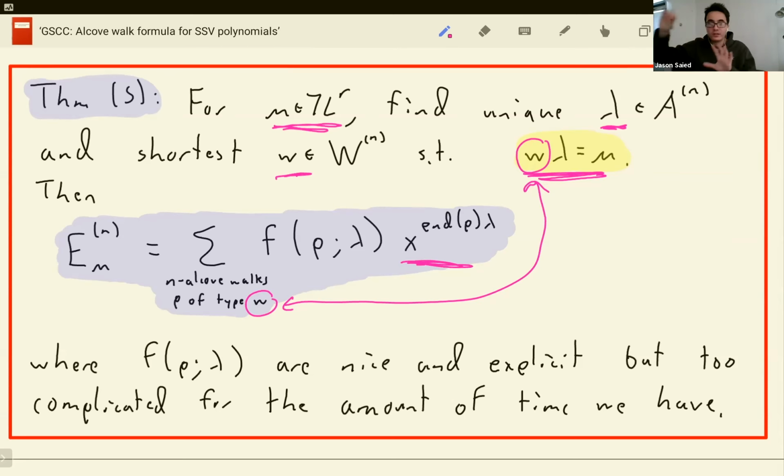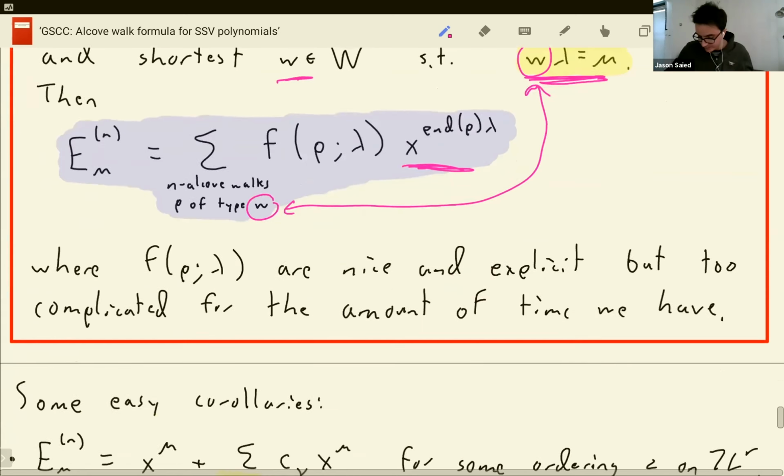So by studying all of these alcove walks, we have very good control over what's happening. And at the end, I'll flash the formula for the coefficients. I know it very explicitly, but it's just gross. Or at least if you don't know the notation, it's gross. Okay, so I know I'm about out of time. So let me finish with some quick corollaries of this.